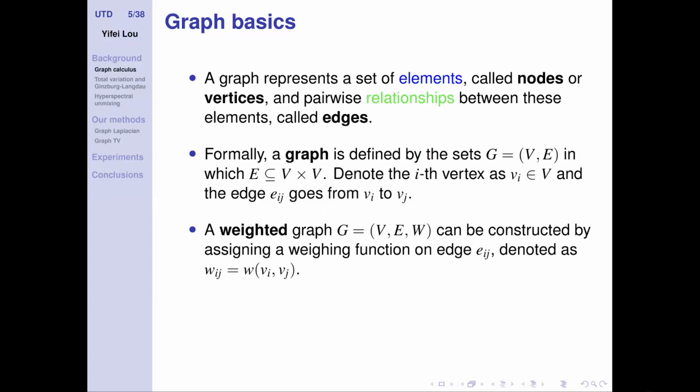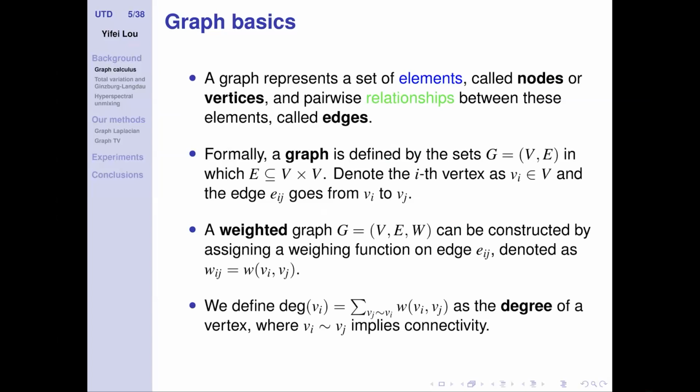Okay, and then we can also assign a weight to each edge. So we can define Wij on the edge connecting Vi and Vj. We define the degree of a vertex, which is summing up all the weights connected to this vertex Vi. So we sum up all the weights of the connections to Vi. That is the degree matrix.